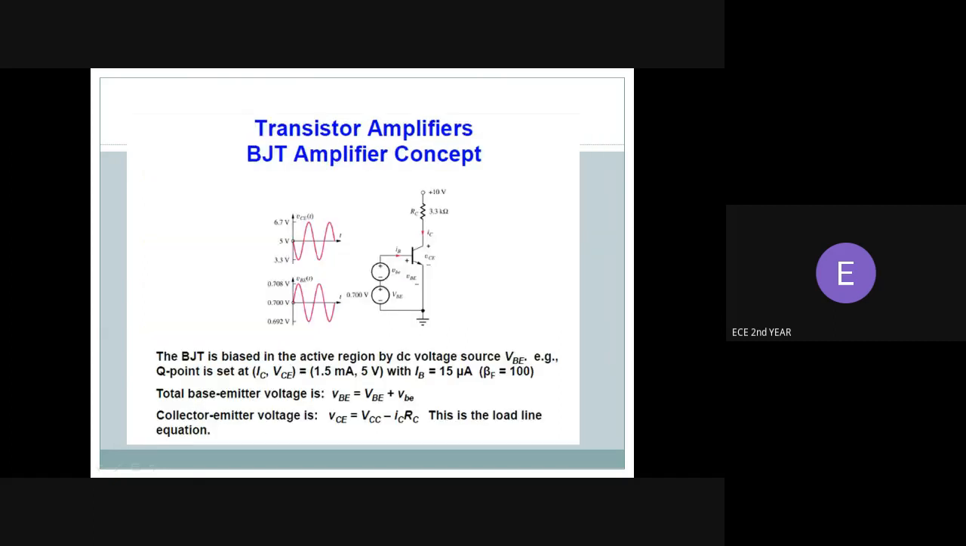To get the Q point to lie on the load line. Sorry, before that: when a transistor acts as an amplifier, this point has to be maintained constant. Biasing helps to provide constant DC voltage, to get the Q point on the load line.